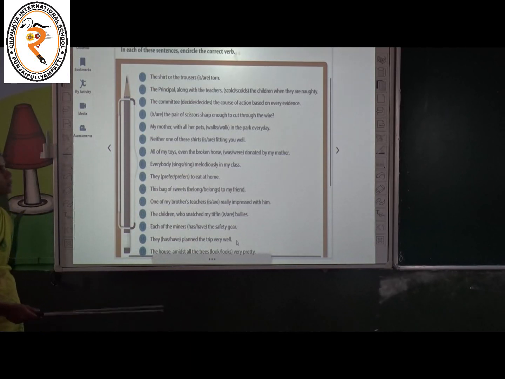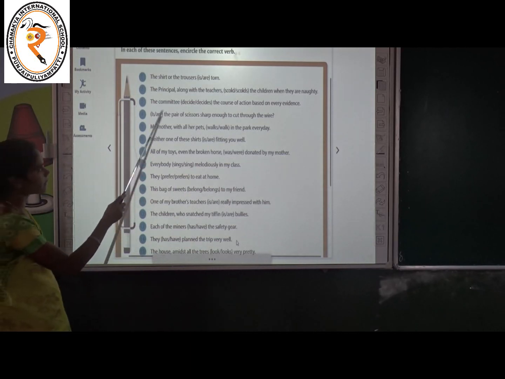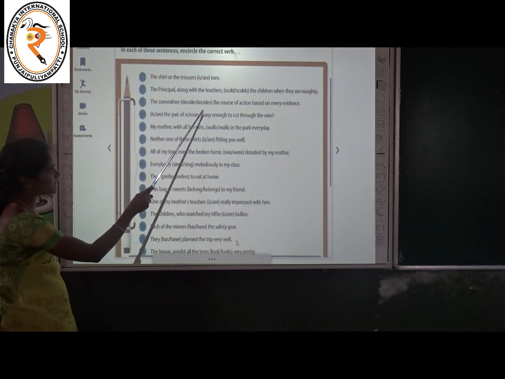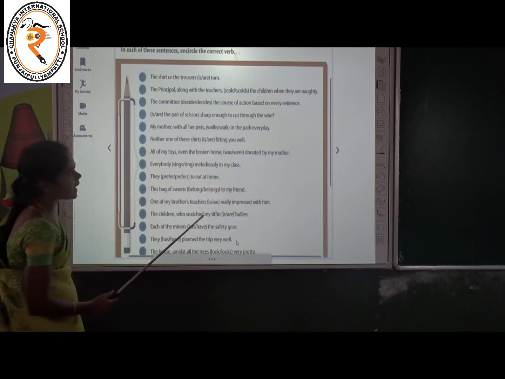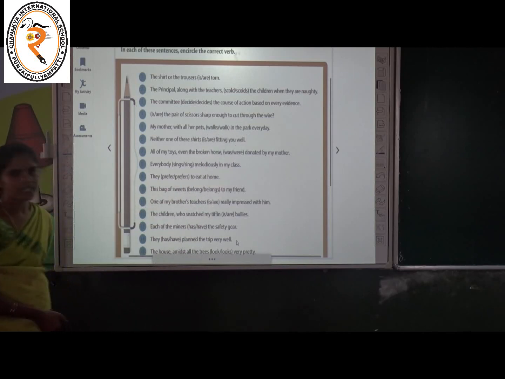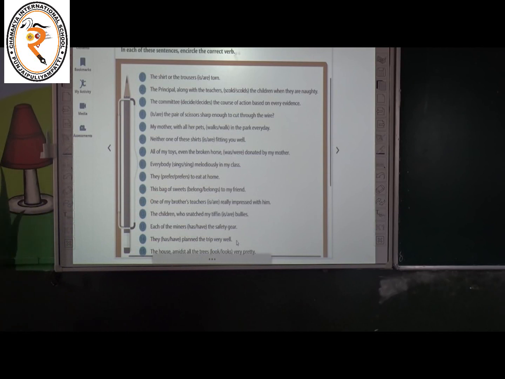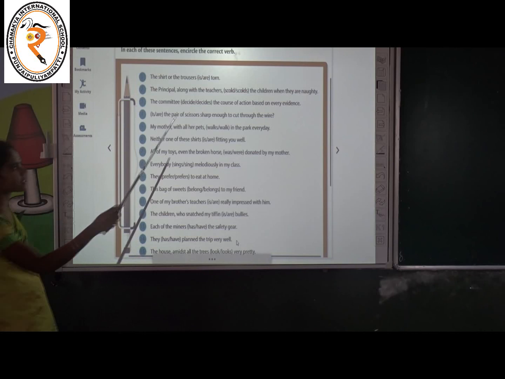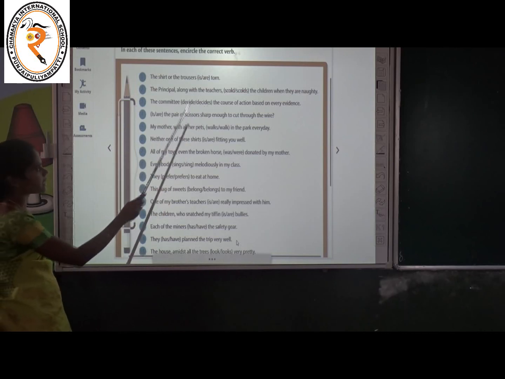Okay. And the third one, the committee decide or decides the course of action based on every evidence. What is the correct verb of this? The answer is decides.